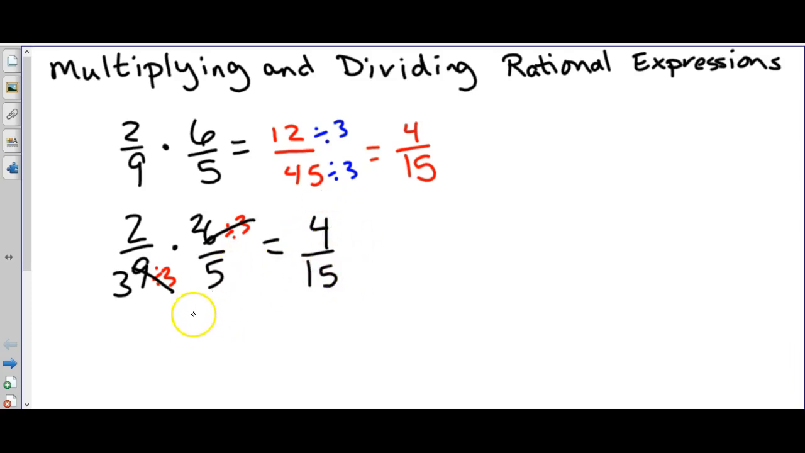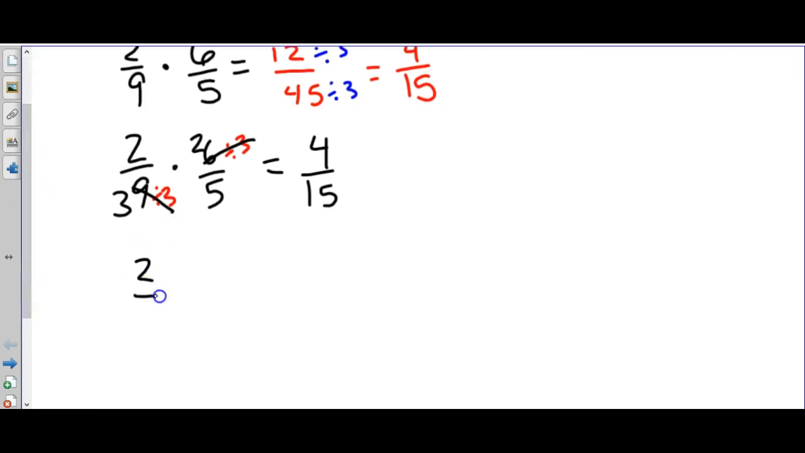The last method is what I prefer when I then have variables involved. So same question, 2 over 9 times 6 over 5. I'm going to do what's called a prime factorization. I'm going to break it down into factors. So 2 is already prime. The only numbers that multiply to be 2 are 2 times 1. Well, if we get 1 involved, we don't need to worry about breaking it down. So 2 can't break down any further, but 9 can break down to be 3 times 3.